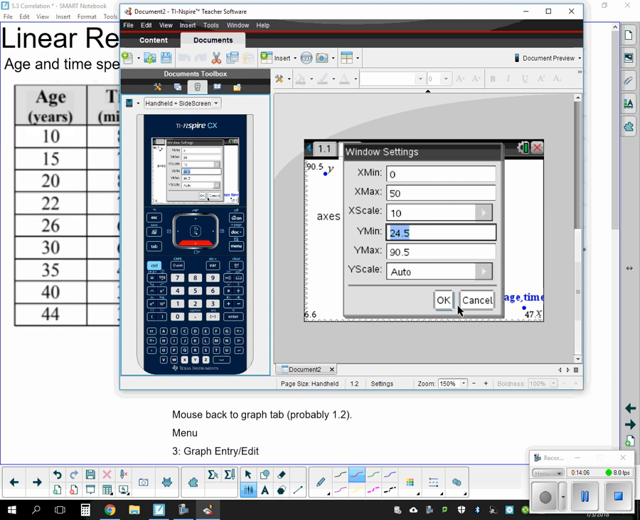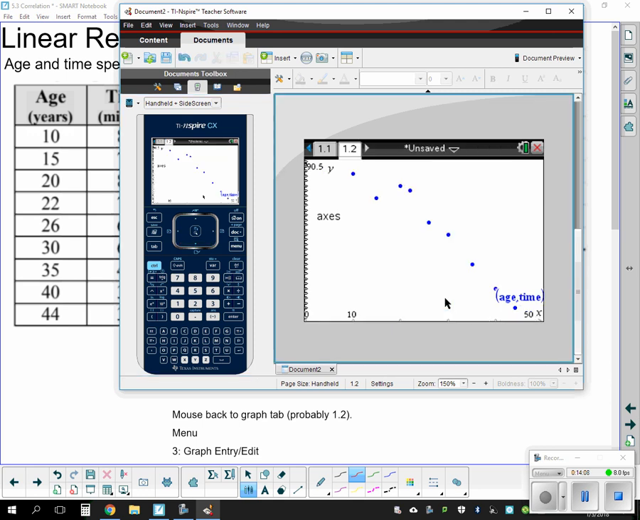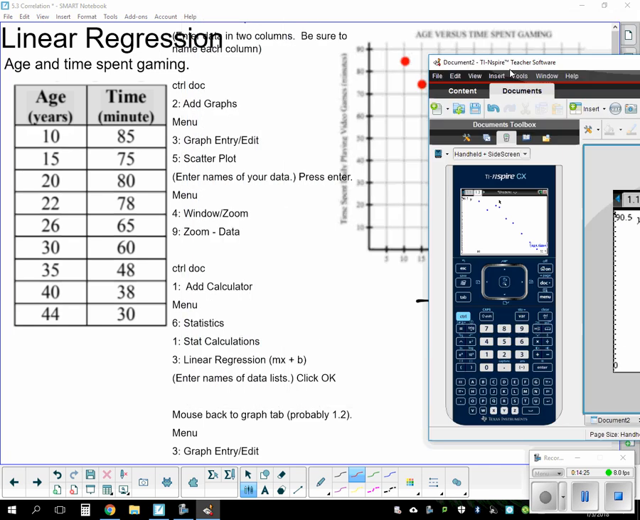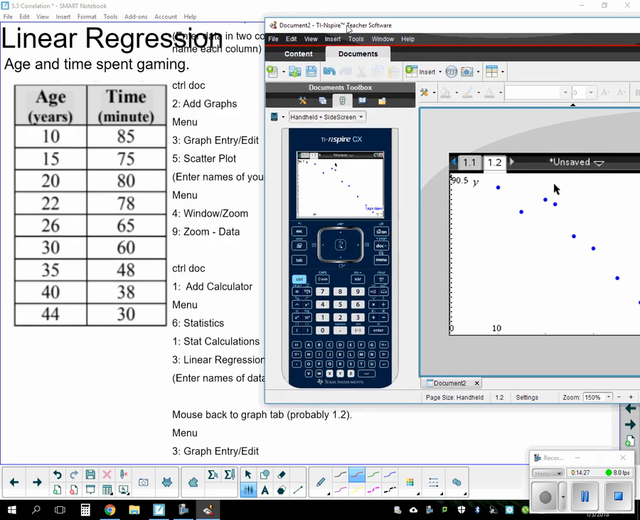So I'll change the X's and leave the Y's. Okay, so you can see it redid my X's. It didn't change the Y's. You can move that to wherever you feel it best shows you everything, but certainly you want to be able to see all of your data and you want it to take up most of your screen. You don't want all your data in like one tiny little corner. All right, so we have our scatter plot.